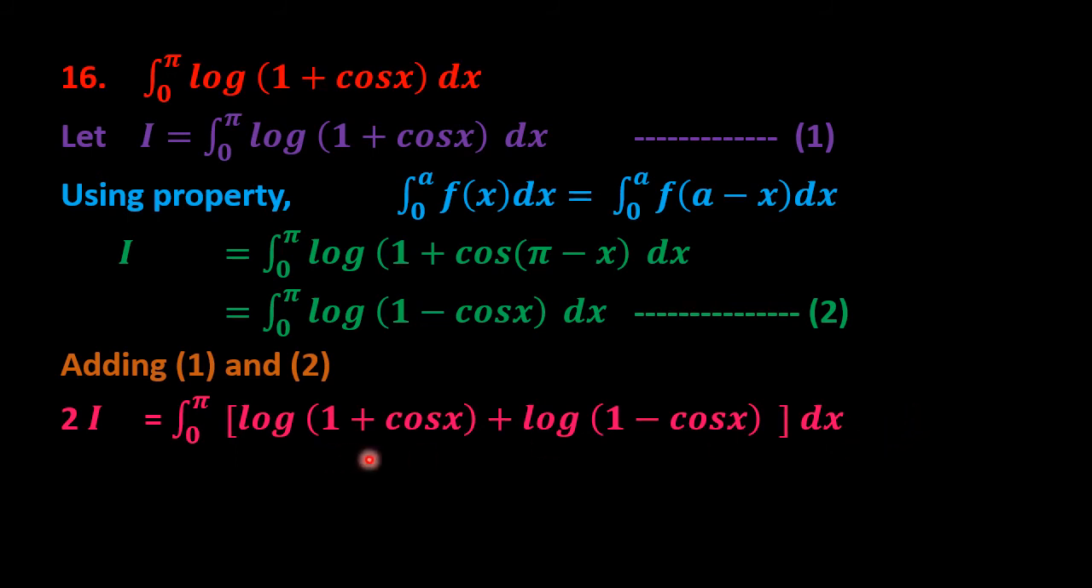So here we use another formula of log. Log a plus log b is just log a into b. So here our a is 1 plus cos x, b is 1 minus cos x. So it is in the form a plus b into a minus b, so we can apply the formula which is a square minus b square. So using that, it will be log 1 minus cos square x. So integration from 0 to pi log 1 minus cos square x dx.